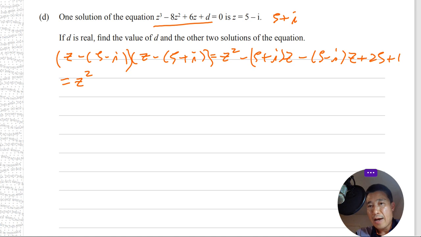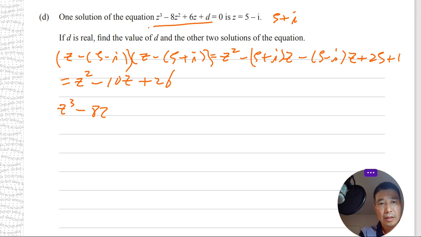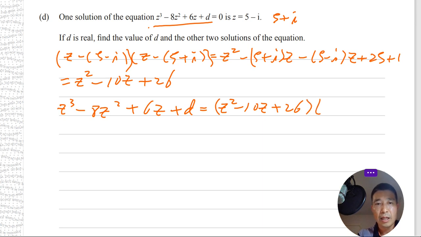Now look, negative 5z minus 5z is negative 10z, isn't it? Then negative iz and plus iz cancel each other, right? Then what's left is just plus 26, right? So that's the quadratic. I'm saying this, so I'm going to write it for your sake. The cubic must be z squared minus 10z plus 26 times a linear factor, isn't it?